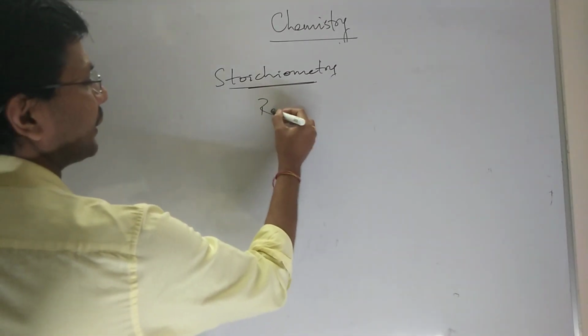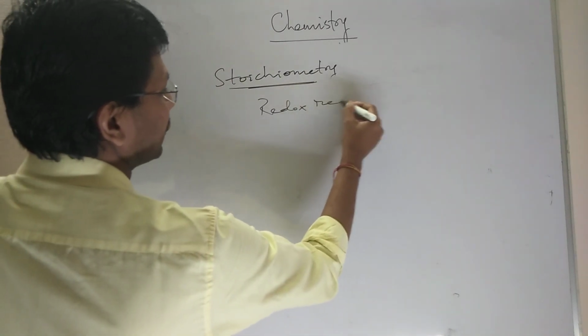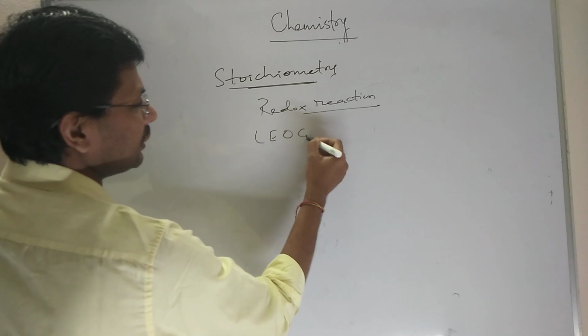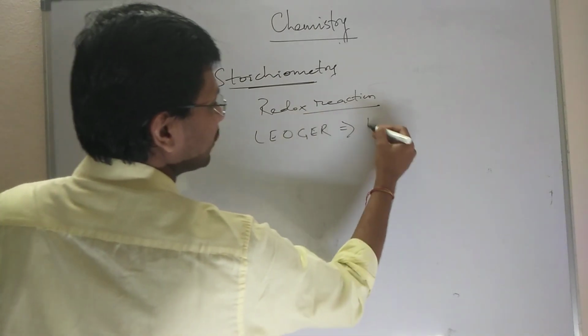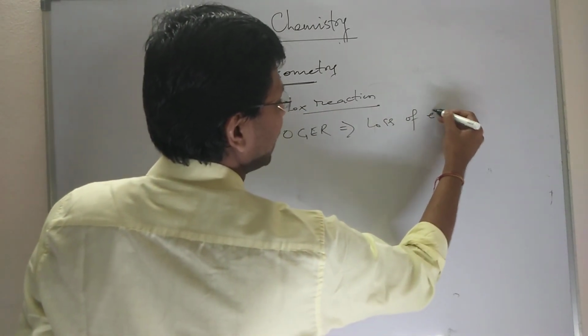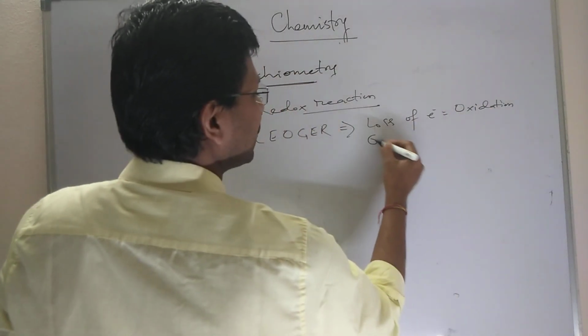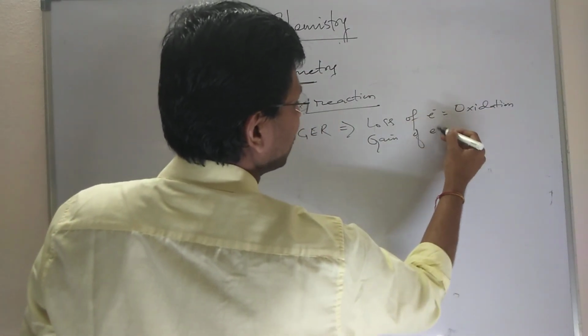Coming to your redox part, you have to keep in mind 2-3 things. First, redox reaction you must know LEO GER. Loss of electron is oxidation, and gain of electron is reduction.